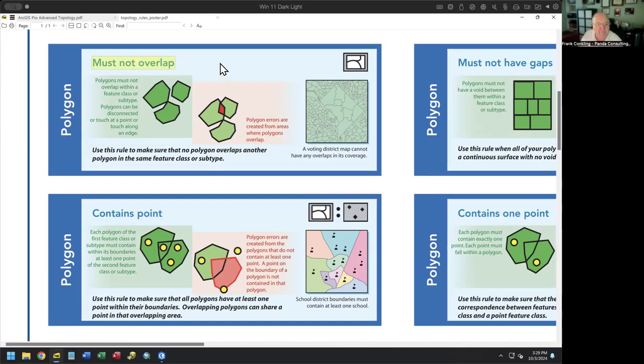Must not overlap. This is one that's fairly easy to understand. If you've got overlapping polygons within a single feature class, not between feature classes, but within a single feature class, it will identify that as an error. Then you have to decide how to fix it. How am I going to handle this? Are you going to merge it into one or the other? Are you going to cut it out between the two? There are multiple ways to fix that.